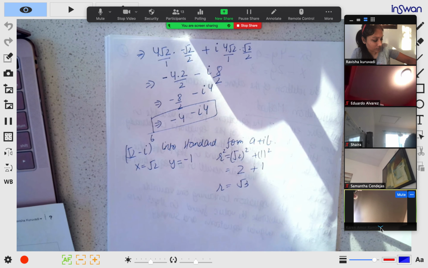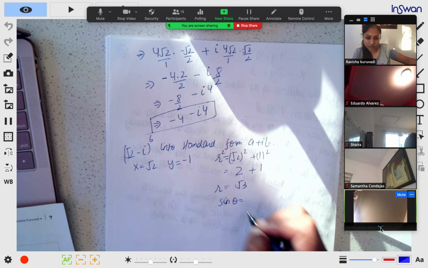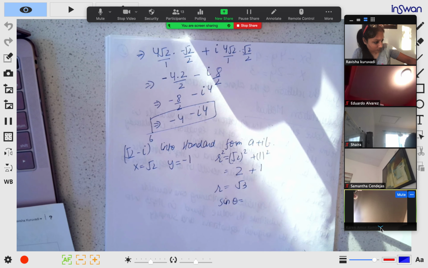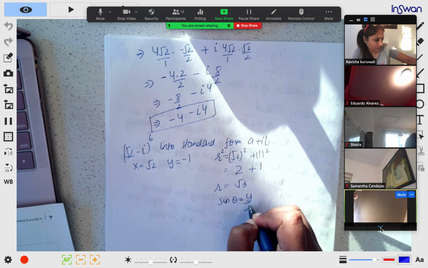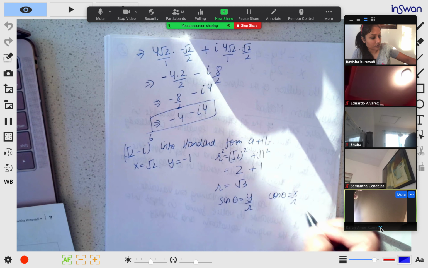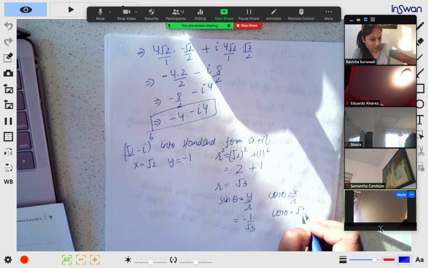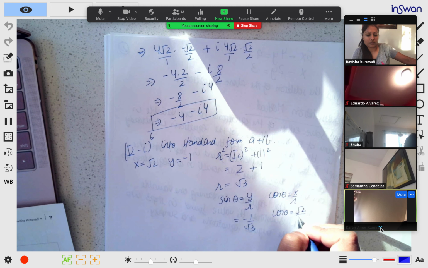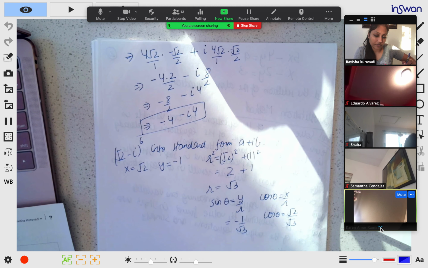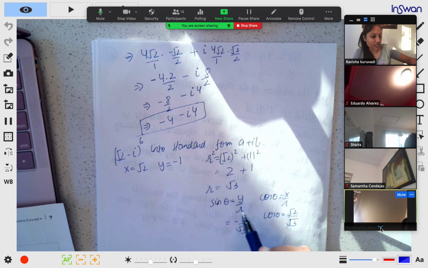Sine is y over r, and that is -1 over square root 3, and cosine is x over r, and that is root 2 over root 3. Okay. For what value is my sine -1 over root 3 and cosine root 2 over root 3?